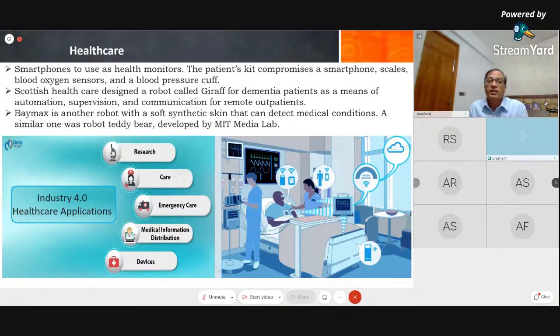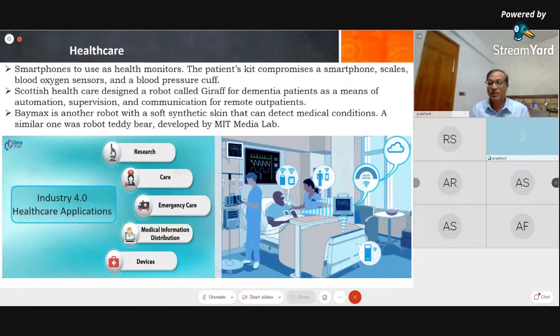For instance, a smartphone. A person who is admitted in a hospital can be given a smartphone, and the person should be able to monitor everything. Or a person after discharge from the hospital comes home with an application on his phone that tells everything about the person's health status. The Scottish Healthcare designed a robot called Zira. It was meant for dementia patients, and was trying to keep the morale of these patients high. It was a physical robot which would interact with the patients.